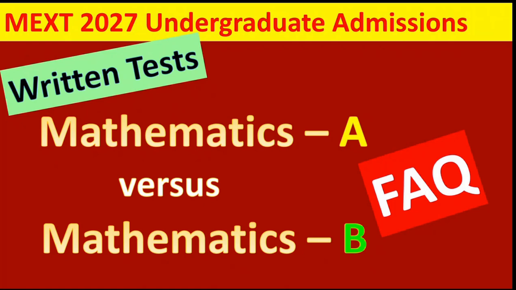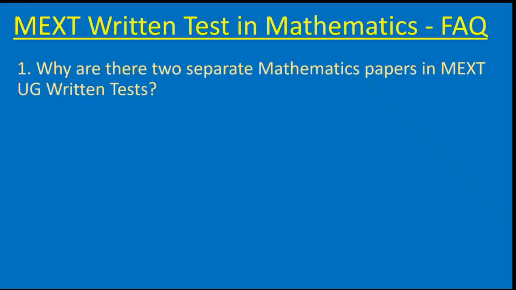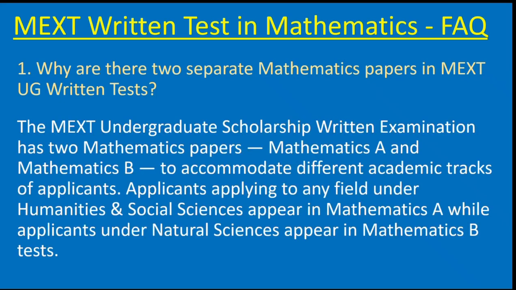So here is part one of this two-part series: MEXT 2027 undergraduate admissions, written tests, Mathematics A versus Mathematics B, frequently asked questions. The first question: why are there two separate mathematics papers in MEXT undergraduate written tests? The answer is, the MEXT undergraduate scholarship written examination has two mathematics papers, Mathematics A and Mathematics B, to accommodate different academic tracks of applicants.